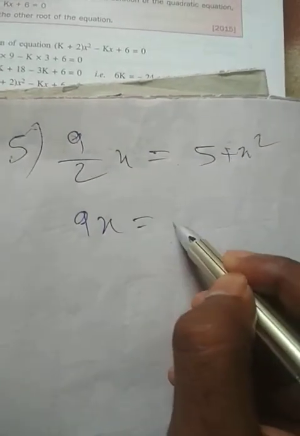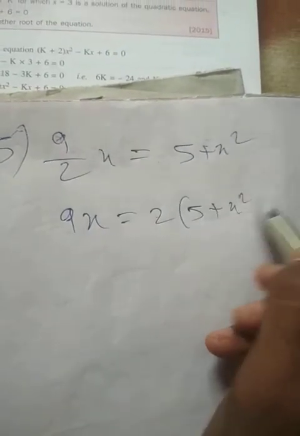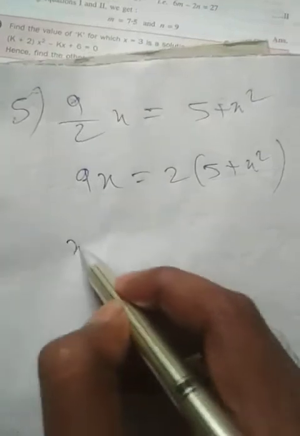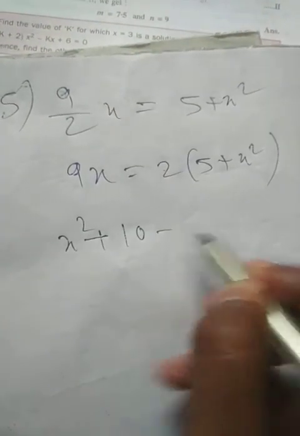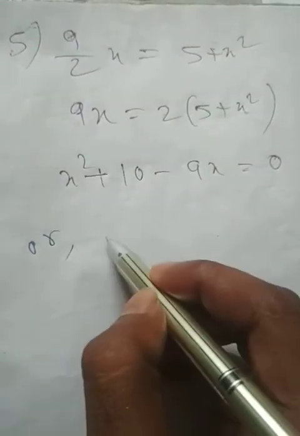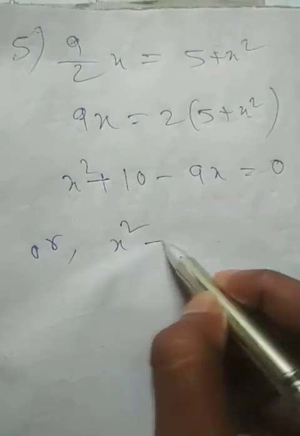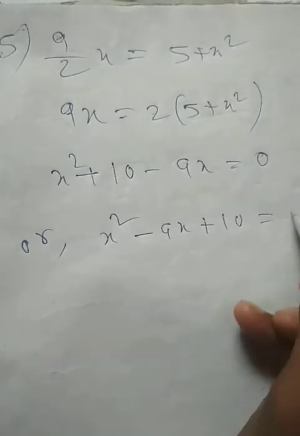Whatever math is given there, number 5, I am solving. What is given? 9 by 2x equal to 5 plus x square. You have to solve this by factorization. So I can say 9x equal to 2 into 5 plus x square. So I got x square plus 10 minus 9x equal to 0, or I can say x square minus 9x plus 10 equal to 0.